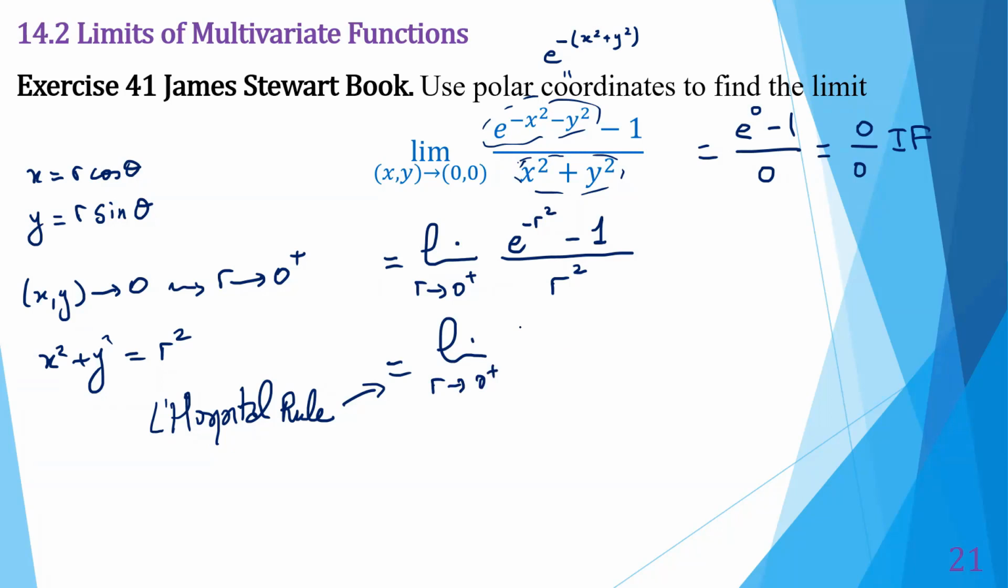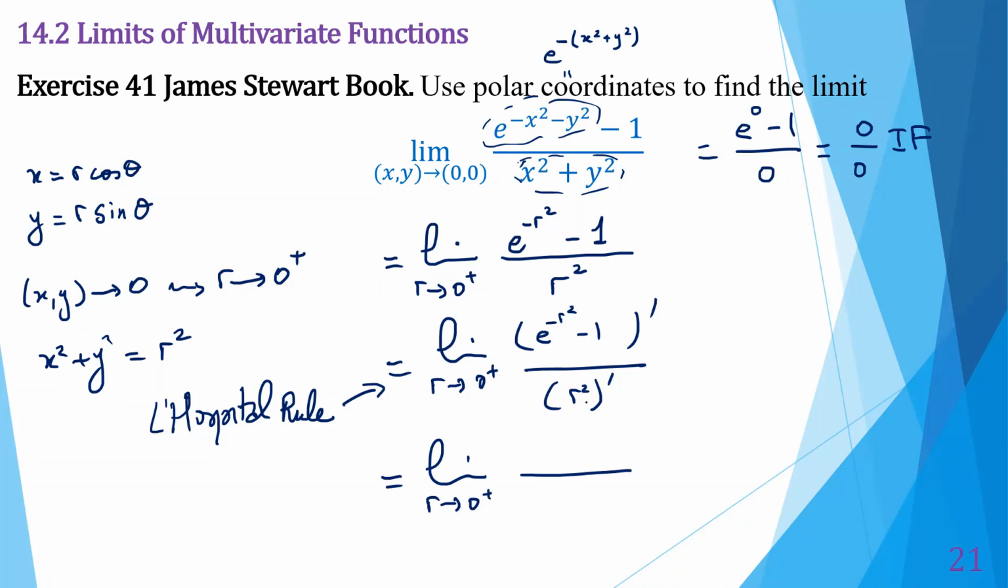I know this limit is the same as the derivative of the numerator over the derivative of the denominator, and here the derivative is with respect to r. So in the denominator, the derivative is easy. What is the derivative of r squared with respect to r? And what is the derivative of this quantity?